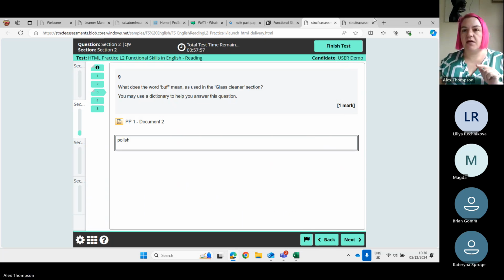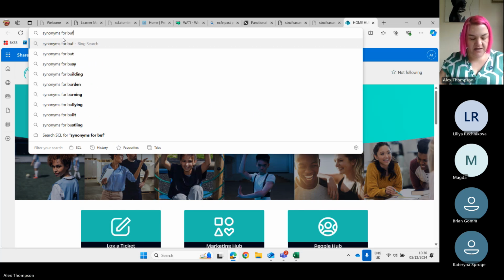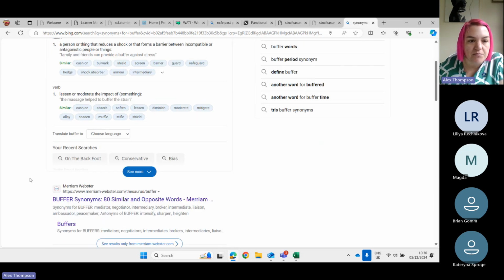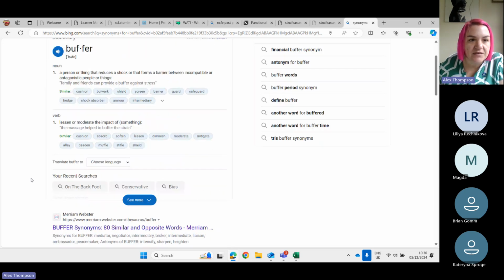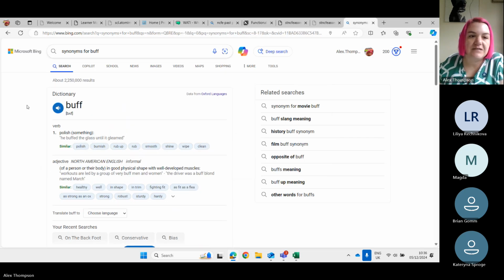Now, if I looked up synonyms for buff, you can't use the internet, you can't just use Google during your exams, but in this case it says that's a buffer. No, we don't want buffer, we just want buff. Buff. That's better. Oh look, the first thing that comes up, to polish. That's it. That's all it's asking you to do.